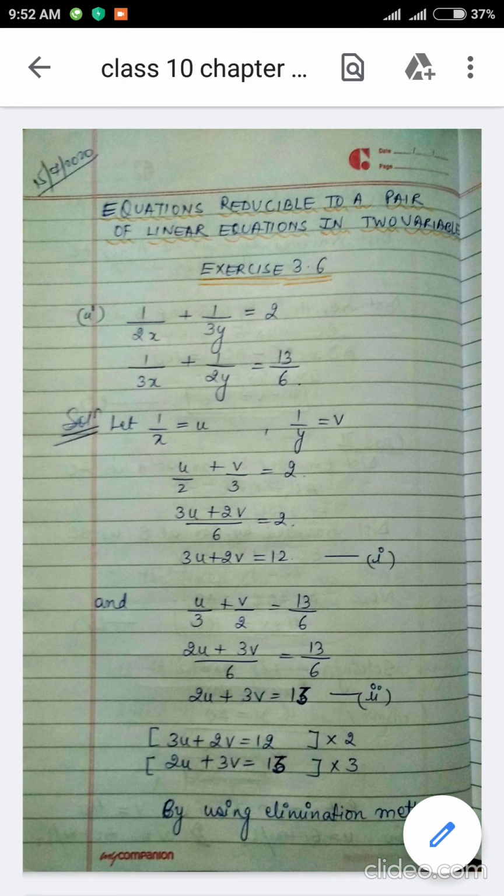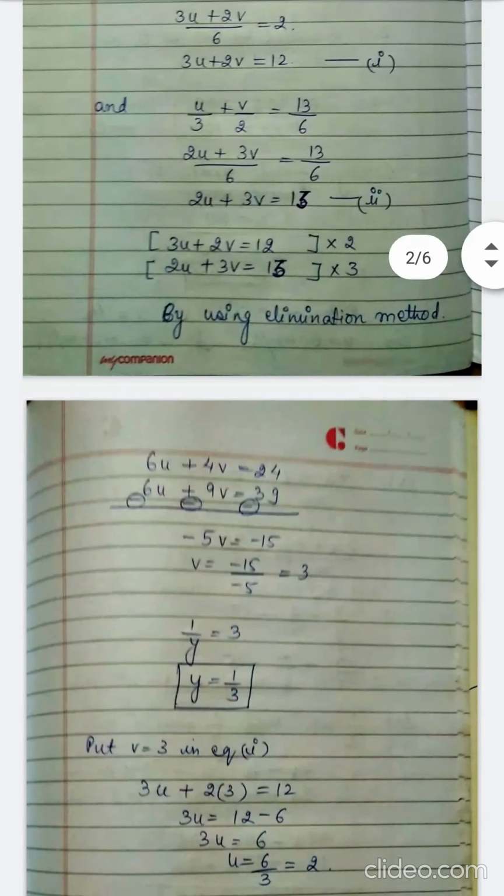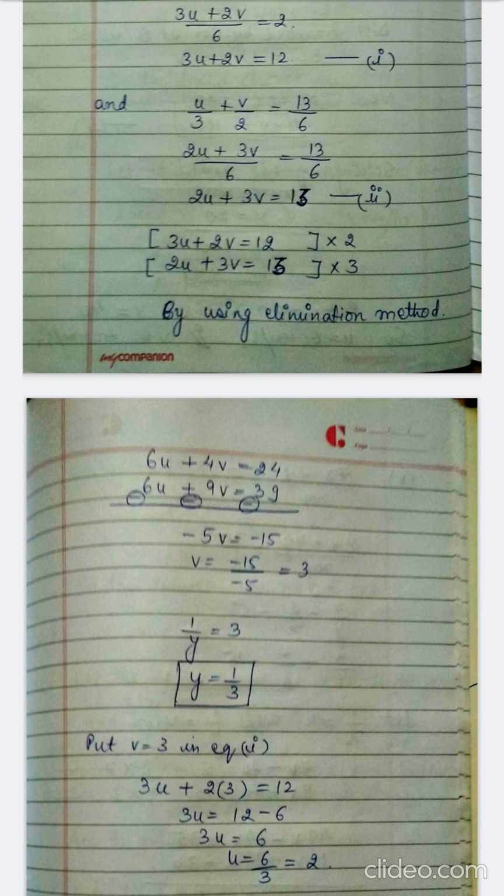Let 1 upon x is equal to u and 1 upon y is equal to v. By doing so, u by 2 plus v by 3 is equal to 2. Taking the LCM here, 3u plus 2v is equal to 12, and in the second equation we have u by 3 plus v by 2 is equal to 13 by 6. Taking the LCM, we get the equation 2u plus 3v is equal to 13. By solving these equations through the elimination method, we get the value of v is equal to 3.